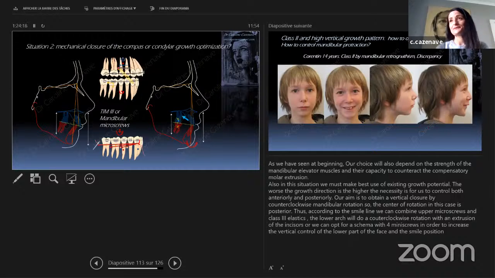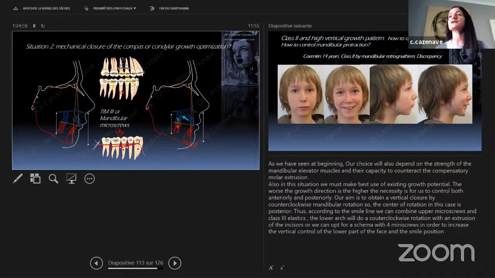As we have seen at the beginning, our choice will also depend on the strength of the mandibular elevator muscles and their capacity to counteract the compensatory molar extrusion. Also, in this situation, we must make best use of existing growth potential. The worse the growth direction is, the higher the necessity is for us to control both anteriorly and posteriorly. Our aim is to obtain a vertical closure by counterclockwise mandibular rotation. So the center of rotation in this case is posterior.